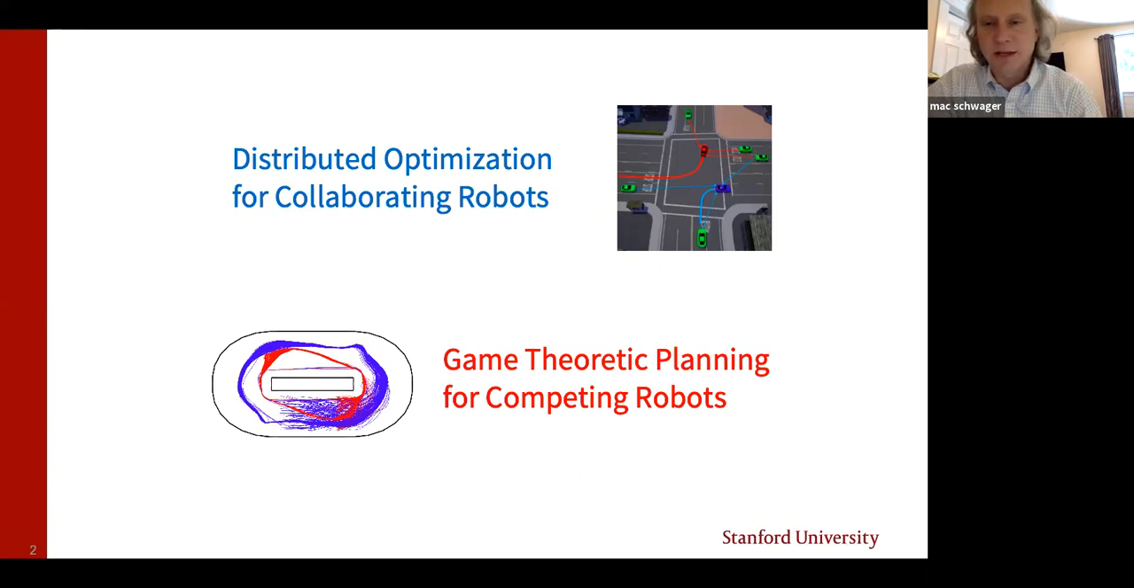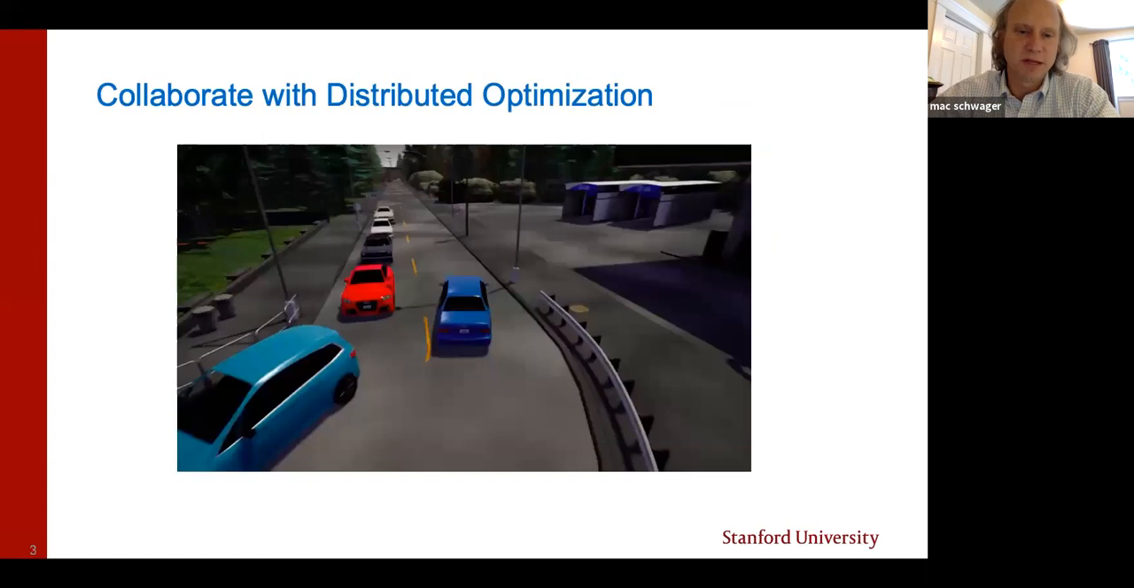And then game theoretic planning is kind of the other side of the coin. It's a way of allowing multiple robots to interact while each has its own individual objective, but still the interaction is in some sense fair or equitable among all the robots. For example, a shared constraint is always obeyed, or no robot gets left with a disproportionately bad outcome. Okay, so I'm going to be talking about these two areas. My talk is divided in half. Let me motivate, firstly, collaboration with distributed optimization.